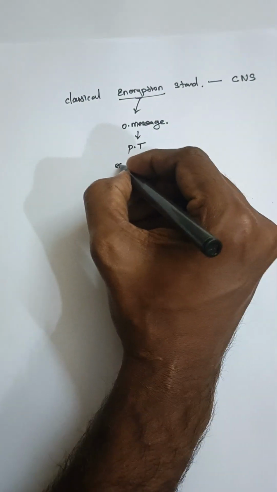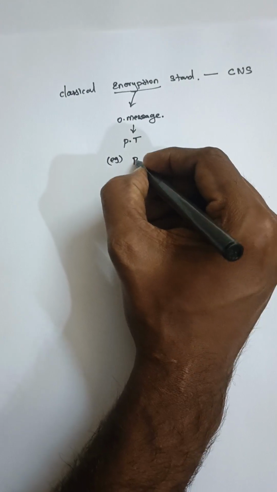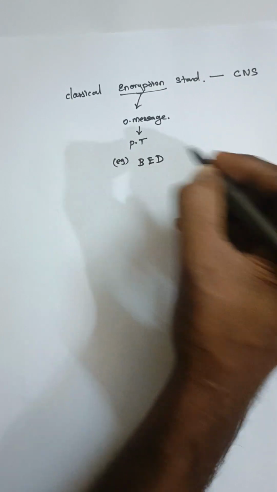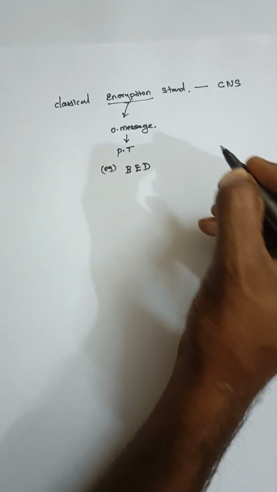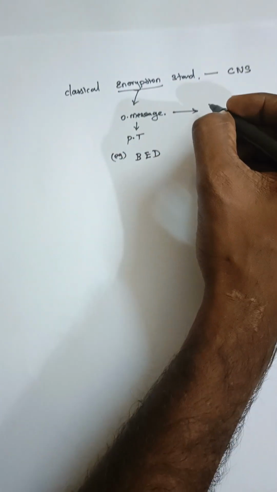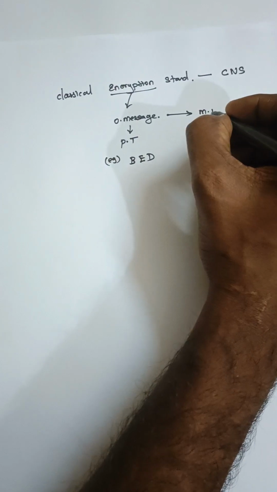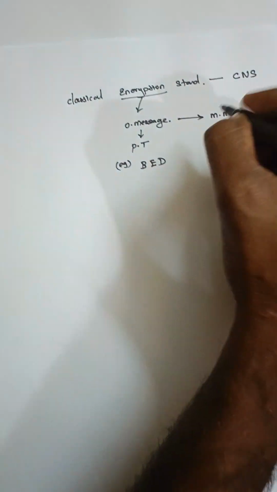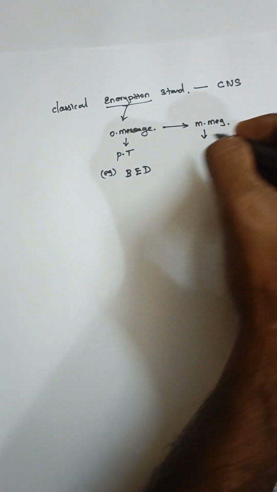For example, I want to take BED, B-E-D. Bed is the plain text. Here the encryption output is the modified message we are going to get. The modified message, technically, is called a ciphertext.